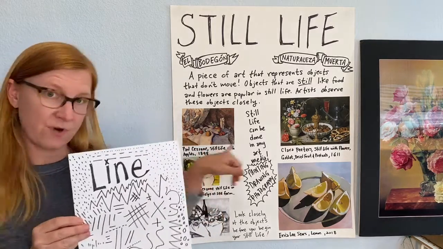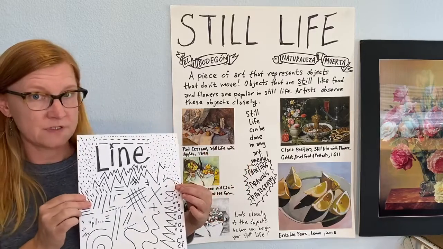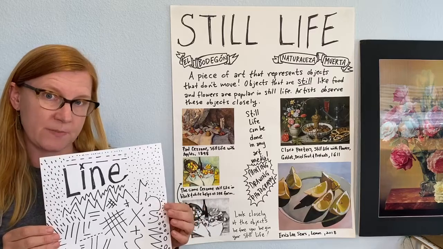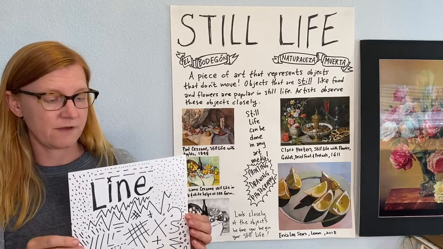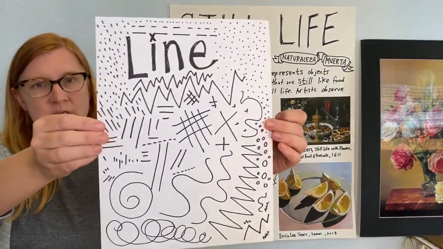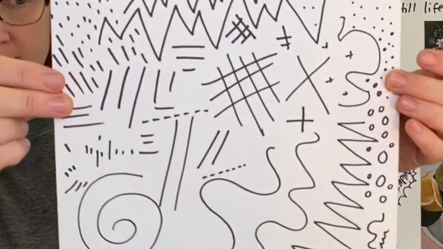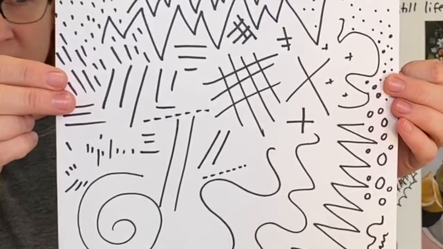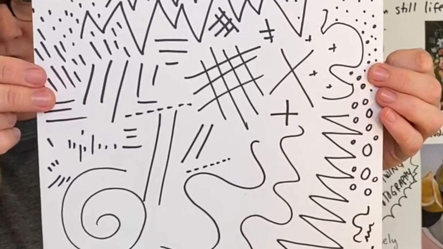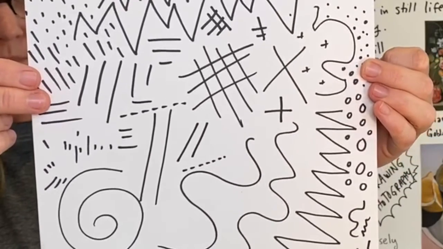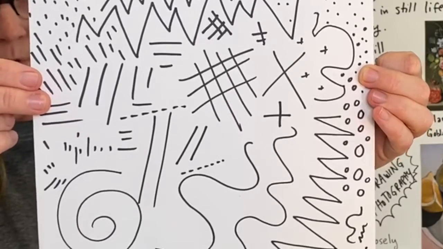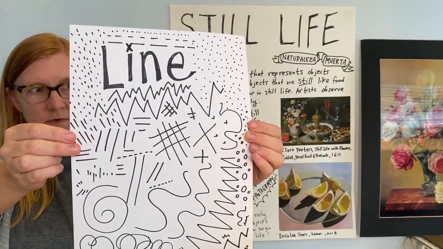Awesome. Let's talk a little bit about line too before we get going, because if you look at these different still lifes, we can see different types of lines that make up the different shapes and different things that are in the still life. So check this out. Do you see any lines that cross each other? Do you see any zigzag lines, wavy lines, dotted lines, lines that are next to each other that are parallel, vertical or horizontal lines? What kinds of lines do you notice?